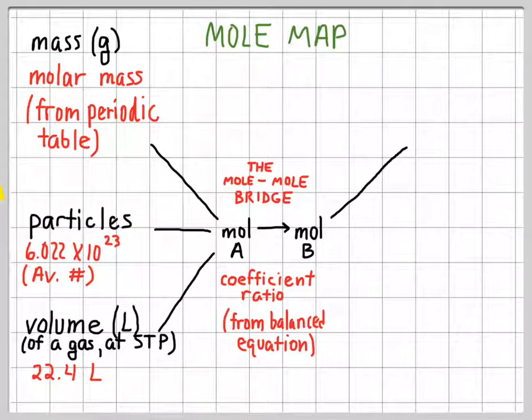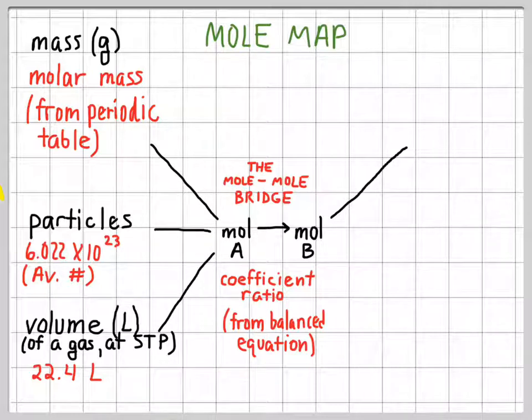Now, let me back up a minute. If you are given mass or particles or volume of substance A, you do a factor label problem to get you to moles of substance A. You would divide by the molar mass, divide by Avogadro's number, or divide by 22.4 liters per mole in order to get to moles of substance A. Then you have to get to moles of substance B. That's where you use the coefficient ratio.